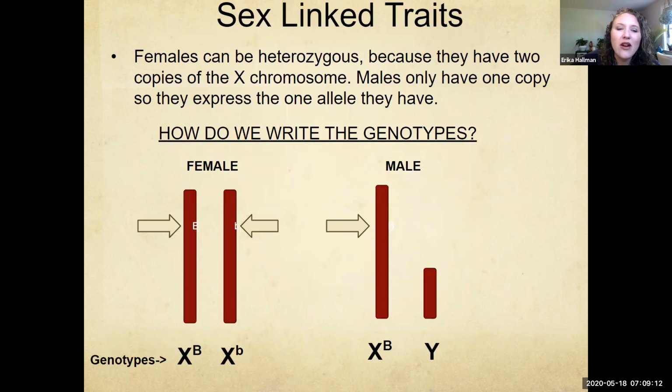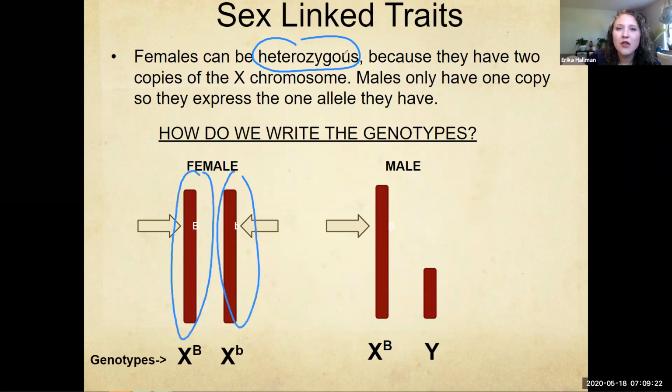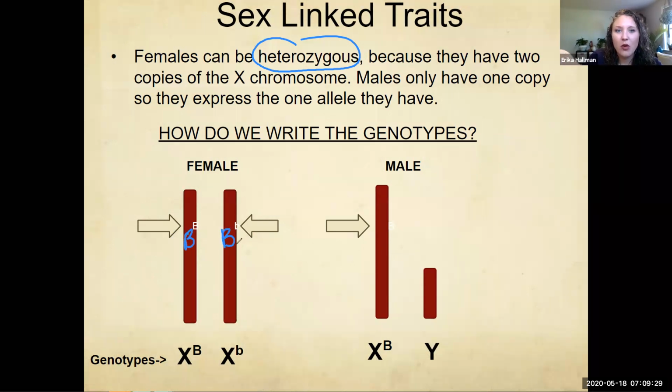Females, because we are XX, have the ability to be heterozygous because we have 2 copies of the X chromosomes. So here's our 1, 2 X chromosomes. And on each X chromosome, we're going to carry an allele. So we could carry big B, big B. We could be homozygous. We could carry big B, little b. We could be heterozygous. Or we could carry little b, little b. We could be homozygous again. So let's just say that this individual is going to be big B, little b.